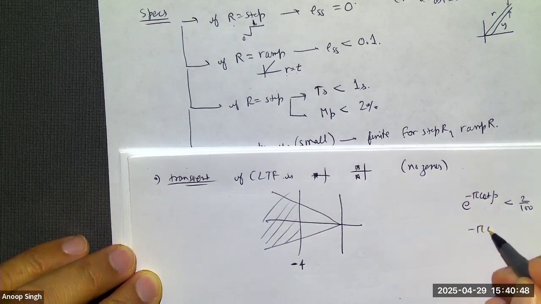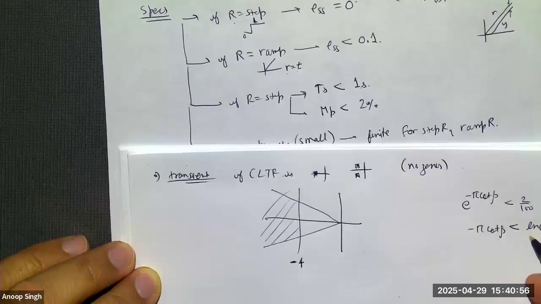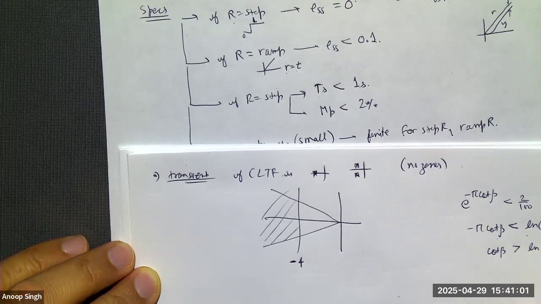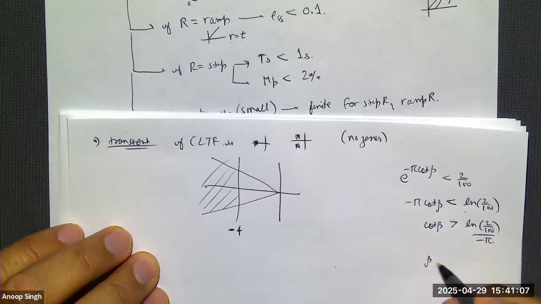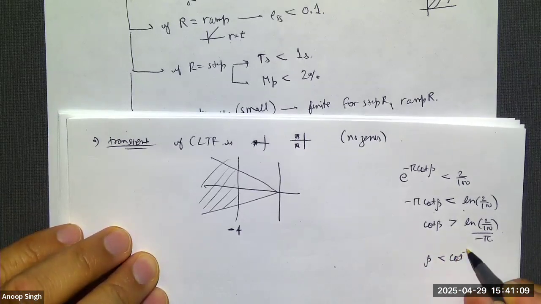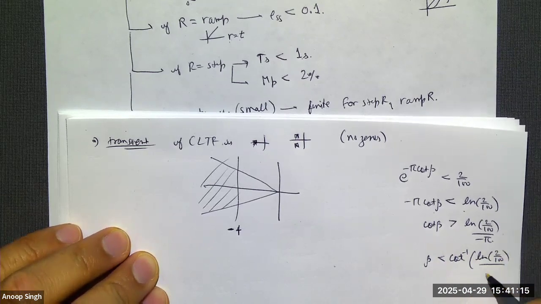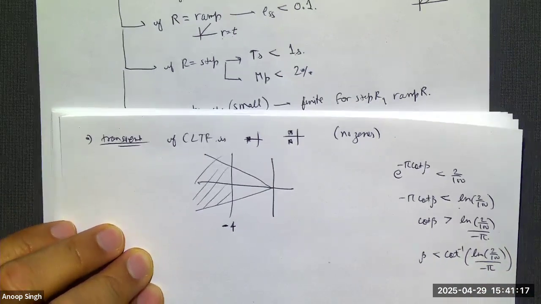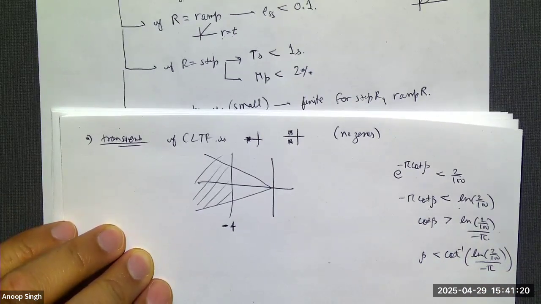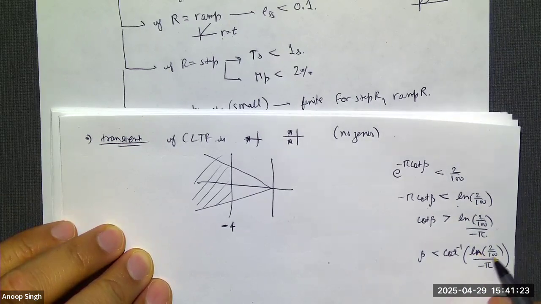That should be less than 2%. Then you take log on both sides: minus pi cotangent beta should be less than ln of 2 over 100. Then divide by minus pi, which changes the sign of the inequality, because when you divide by negative stuff, the inequality changes sign. Then you do cotangent inverse, and that changes the sign again because cotangent inverse is a decreasing function. So ln of 2 over 100 divided by minus pi, whatever that angle comes out to be, I don't know. Can somebody do this, please? What is cotangent inverse of ln of 2 over 100 divided by minus pi?